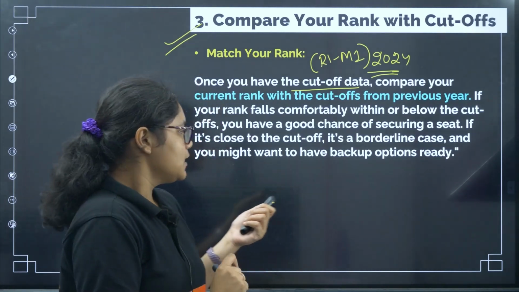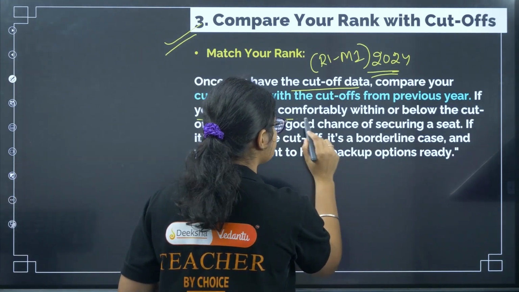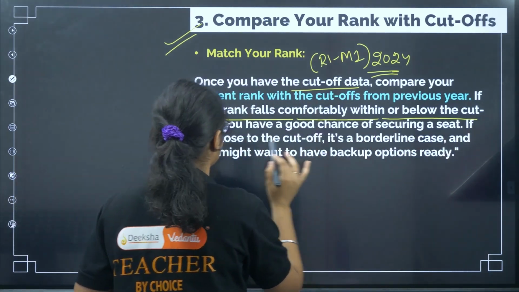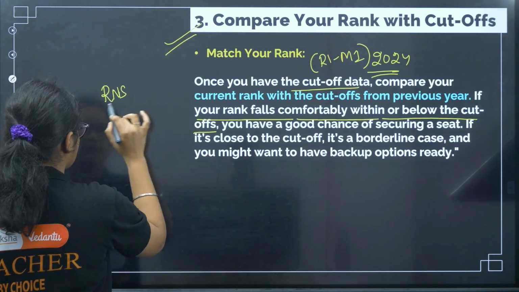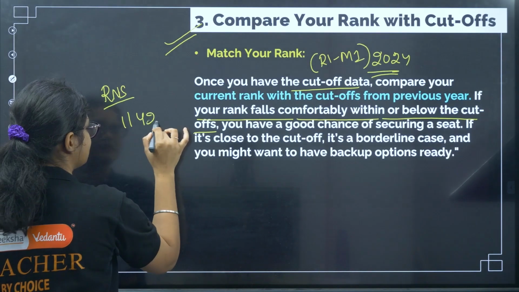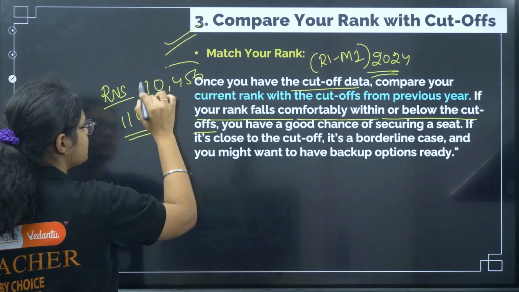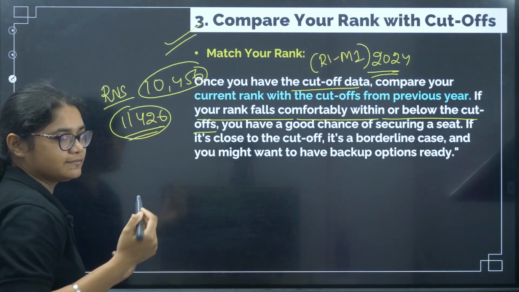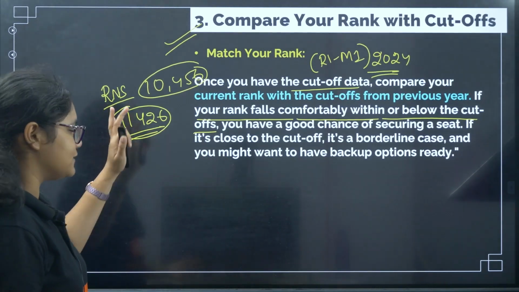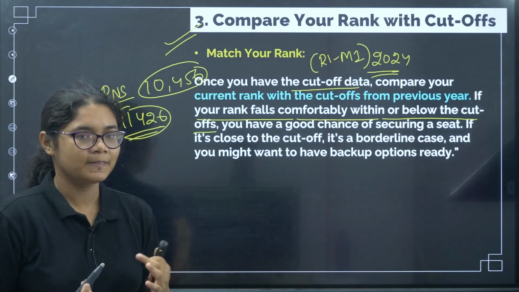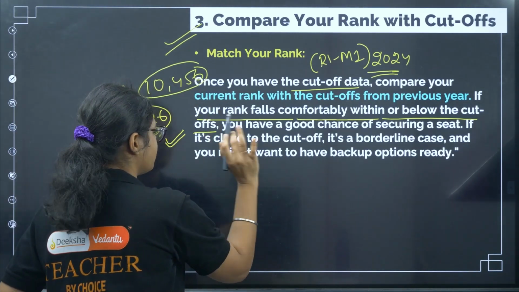So if your rank falls comfortably within or below the cutoff, like we just explained, for RNS this year the cutoff is 11,426 for example, and my rank is something like 10,456. So I fall easily, I am in a safe zone for getting this college. I can definitely add it. It's a good college, I am satisfied with this college. I can add this one.